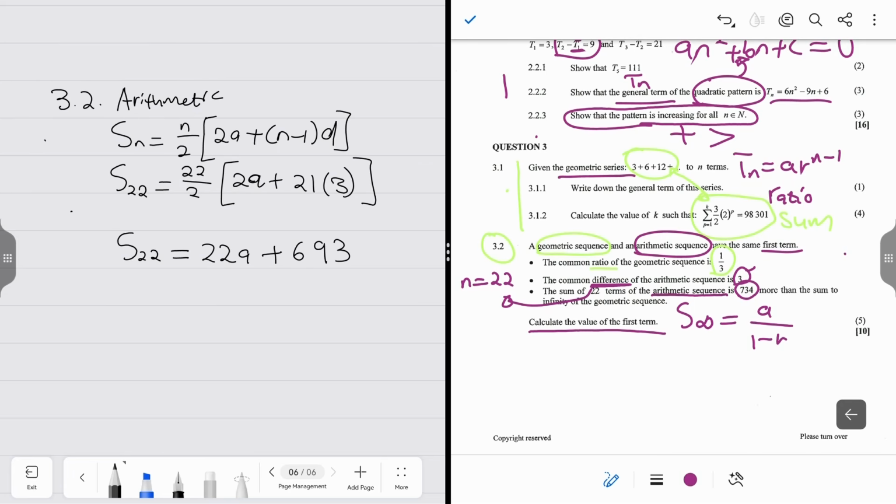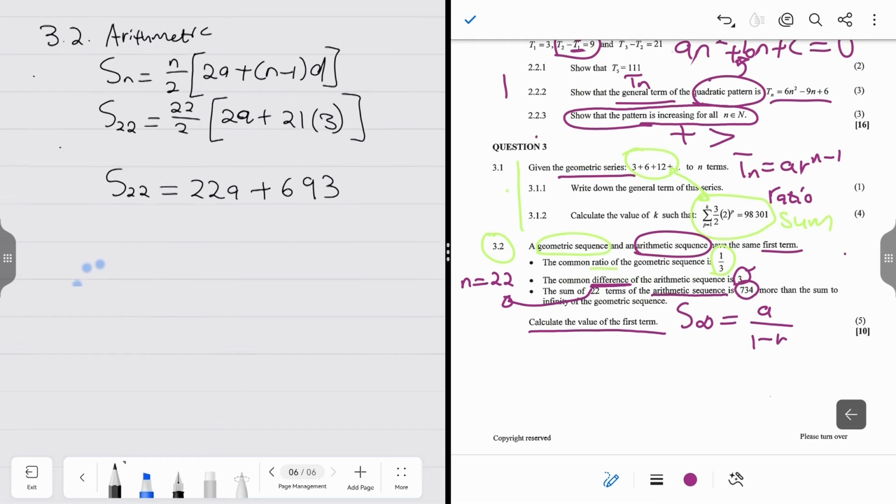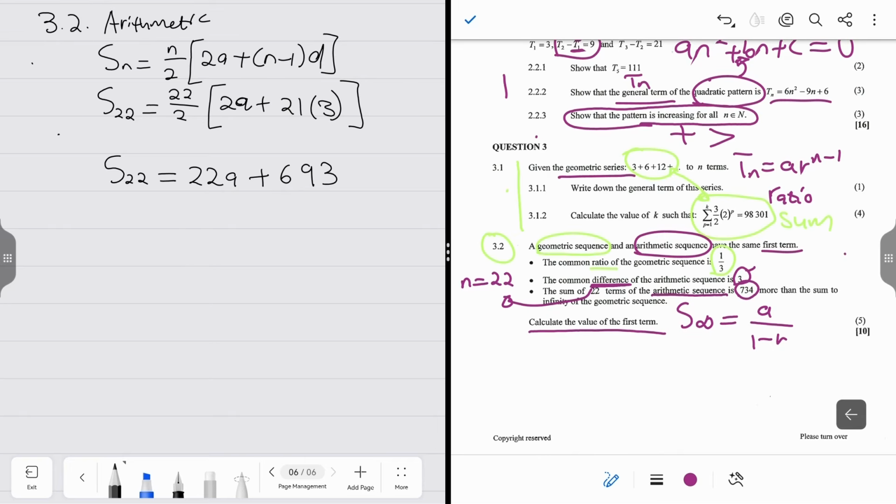So this is more like our equation number 1. We have the first equation that we have just created for arithmetic. That's the only thing we can do so far. Then we go to geometric. So we go to geometric sequence. Our geometric sequence, we have our S infinity. They didn't say Sn, but S infinity, which you know it's equals to a divided by 1 minus r.